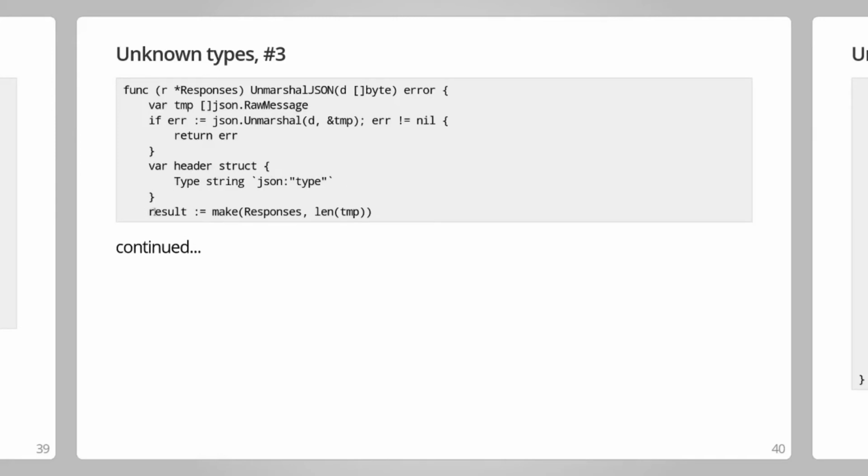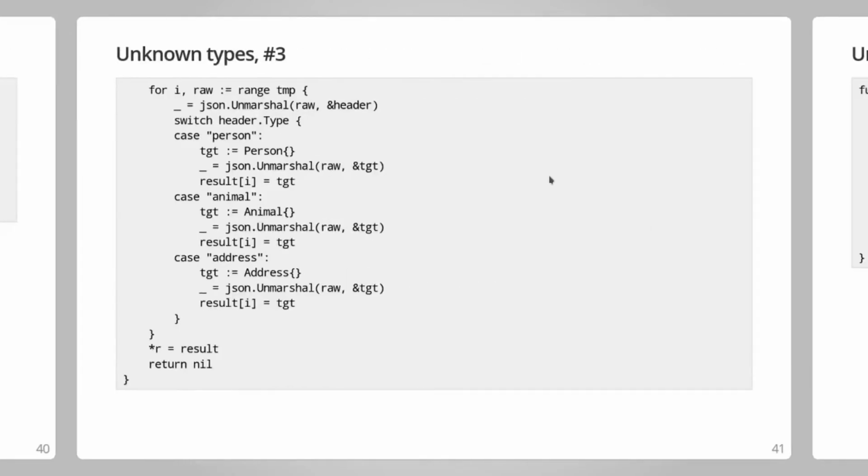And then as before, I define my result slice, pre-allocate it to the same length as my input. Now my loop, of course, is a little more complicated now. For each case in my input slice of json.RawMessage, I unmarshal first to this header, and then I check the value of that header, the type field in that header. If the type is person, then I unmarshal to person. If it's animal, I unmarshal to animal. If it's address, I unmarshal to address. And in each case, I assign that value to that particular index in the result. And finally, as before, I assign the result to the receiver and I return nil.